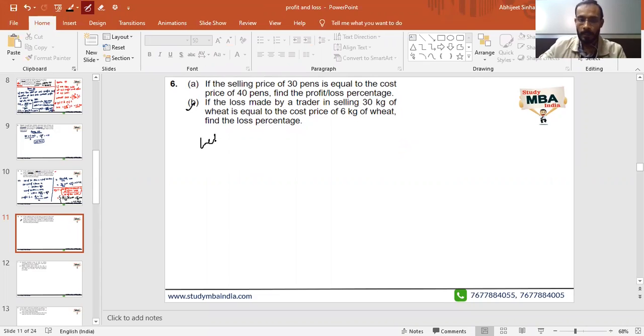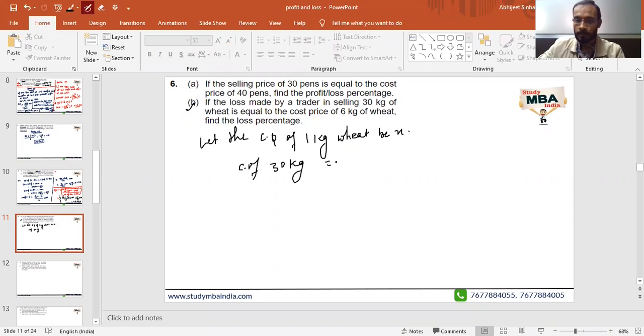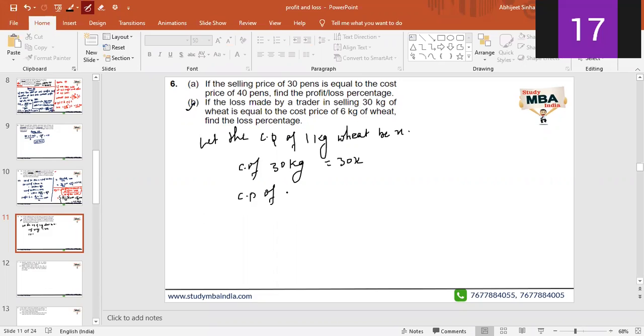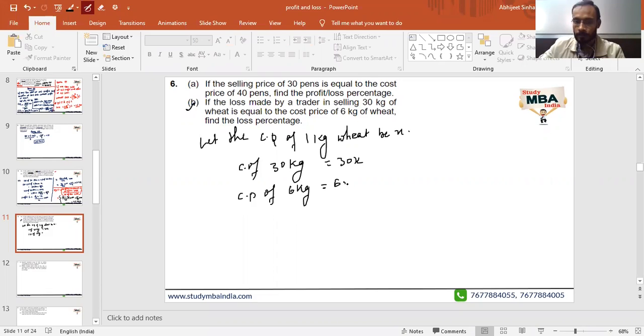So again, let the cost price of 1 kg wheat be X, right? Then in that case, cost price of 30 kg will be how much? 30x. Yes, sir, 30x. And cost price of 6 kg will be how much? 6x. Now the question says that if the loss made by a trader in selling 30 kg of wheat, that is equal to the cost price of 6 kg of wheat.